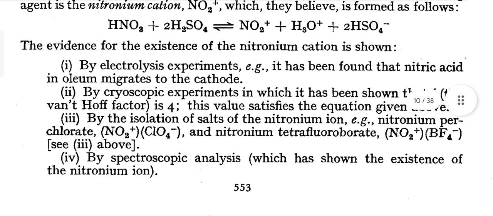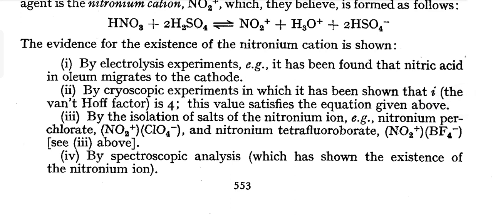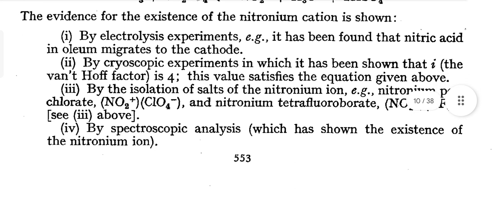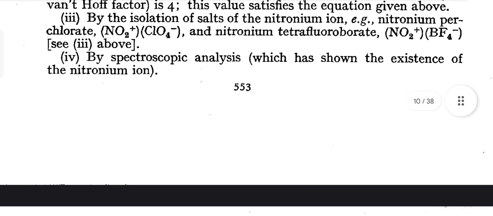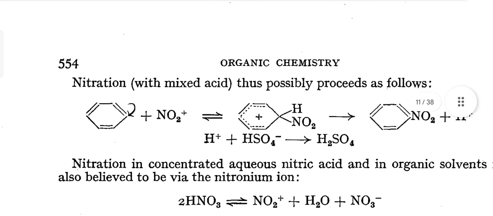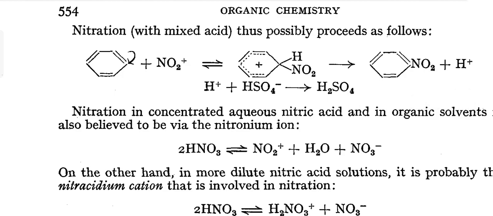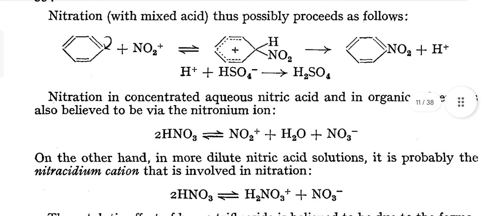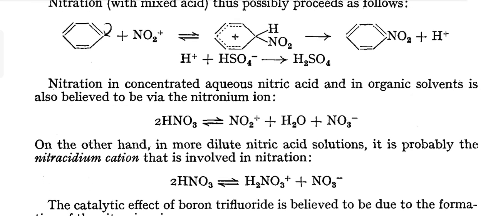H3O plus and HSO4 negative. Third, by the isolation of salts of the nitronium ion, for example nitronium perchlorate, that is NO2 positive ClO4 negative, and nitronium tetrafluoroborate, that is NO2 plus and BF4 negative. Fourth technique is spectroscopic analysis, which has shown the existence of the nitronium ion. Nitration with mixed acids thus possibly proceeds as follows. Nitration in concentrated aqueous nitric acid and in organic solvent is also believed to occur via a nitronium ion.